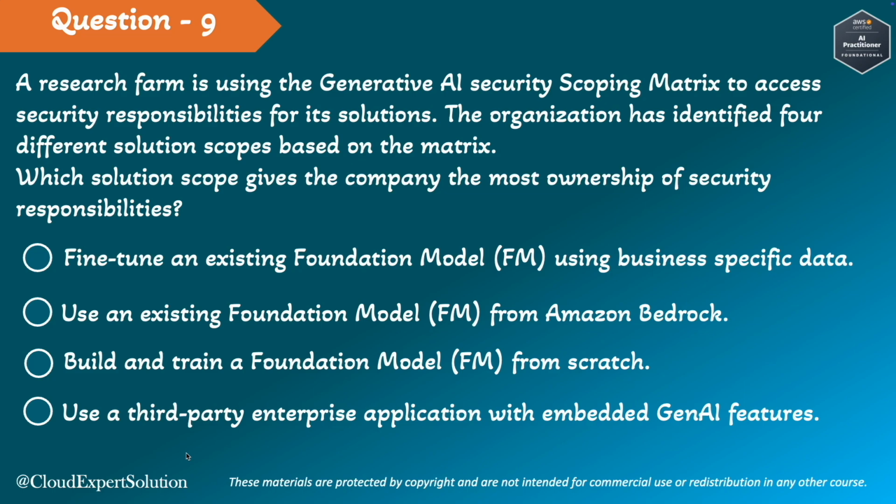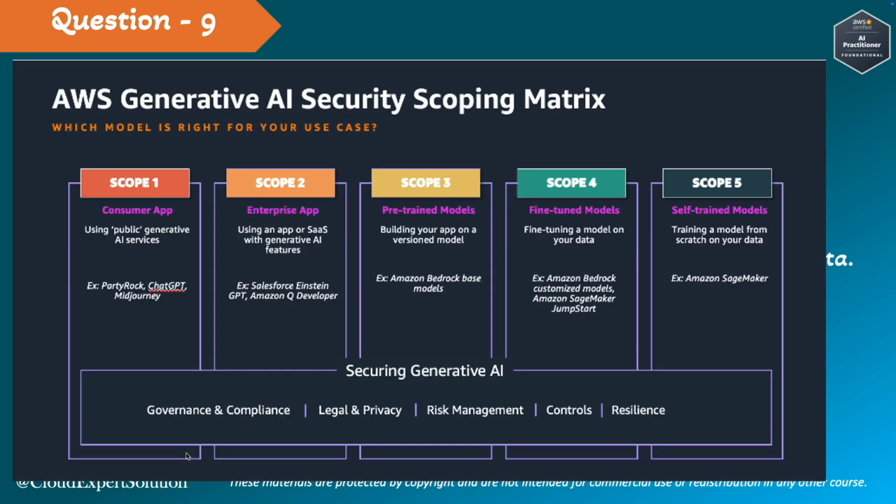In terms of important phrases which can determine the option, we want to review the security scoping matrix to assess security responsibilities, and the option which will provide us the most ownership and security responsibility. Now let's review all the available security scoping matrix options.